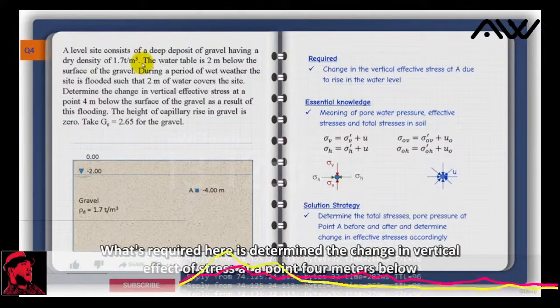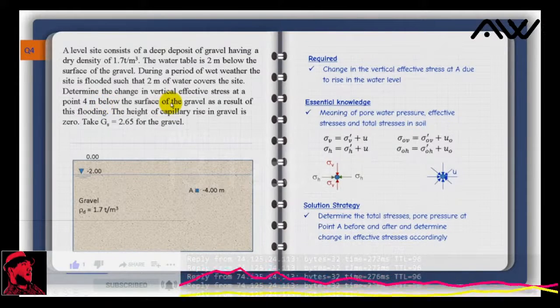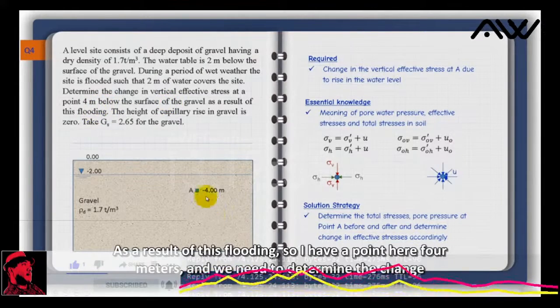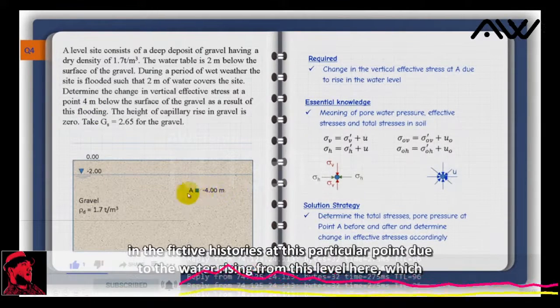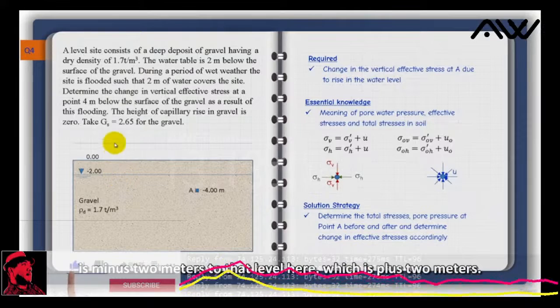What is required here is to determine the change in vertical effective stress at a point 4 meters below the surface of the gravel as a result of this flooding. So I have a point here at 4 meters, and we need to determine the change in the effective stress at this particular point due to the water rising from this level here, which is minus 2 meters, to that level here, which is plus 2 meters.